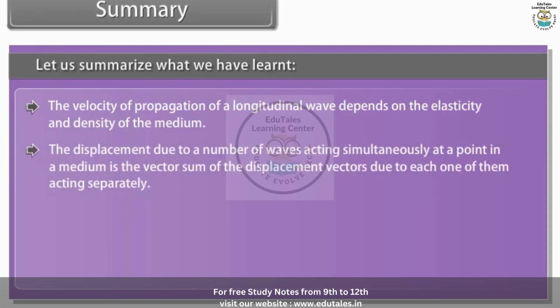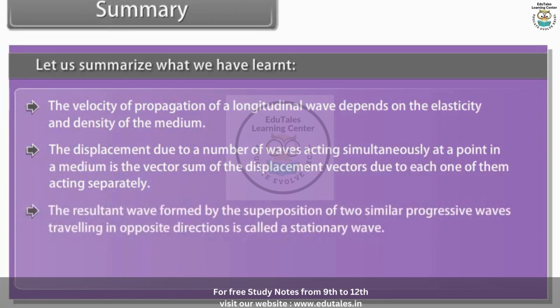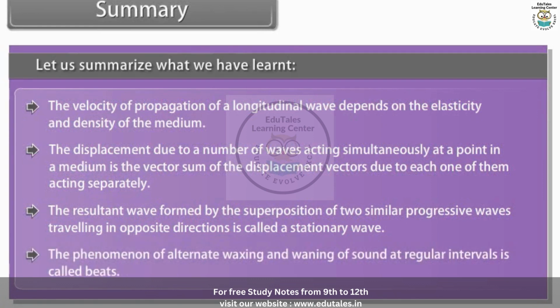The displacement due to a number of waves acting simultaneously at a point in a medium is the vector sum of the displacement vectors due to each one of them acting separately. The resultant wave formed by the superposition of two similar progressive waves traveling in opposite directions is called a stationary wave. The phenomenon of alternate waxing and waning of sound at regular intervals is called beat.